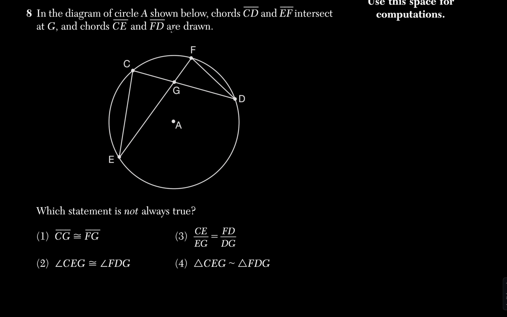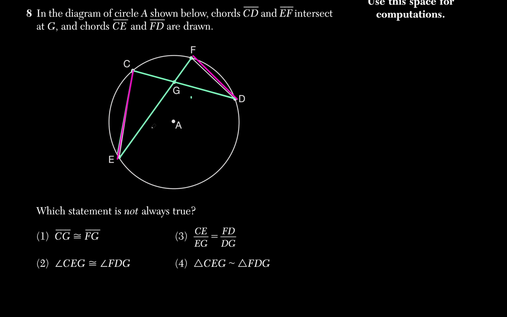In the diagram of a circle A shown below, chords CD, so this chord right here, CD, and EF intersect at the point G, such that chords CE and FD are drawn. So CE and FD are drawn. I'm just going to draw them in magenta so we see the chords that they're referring to. Those are the chords. Okay, which statement is not always true?